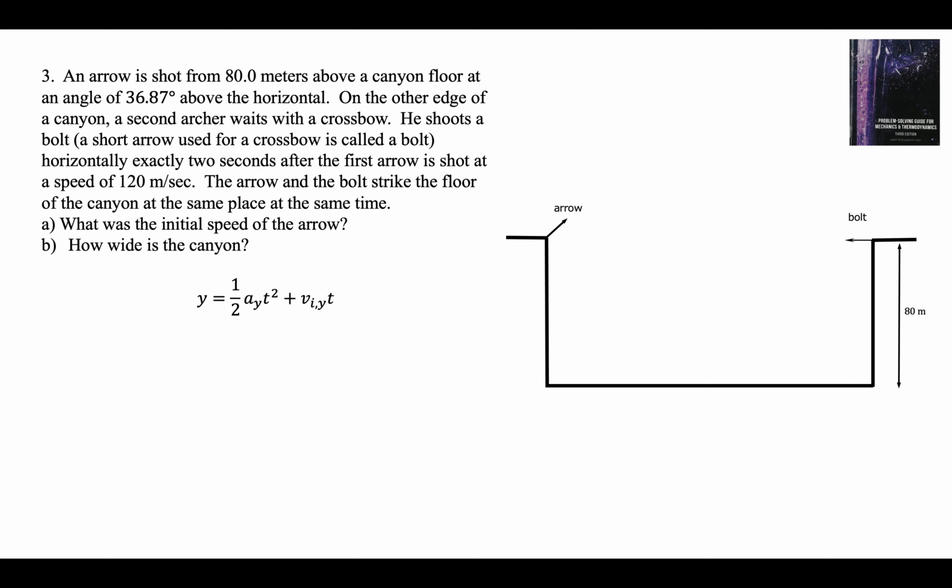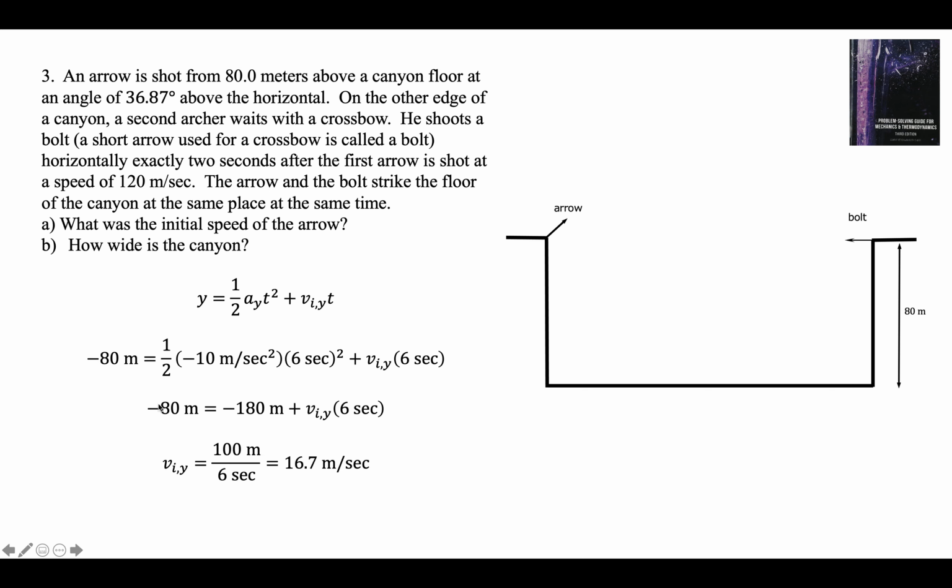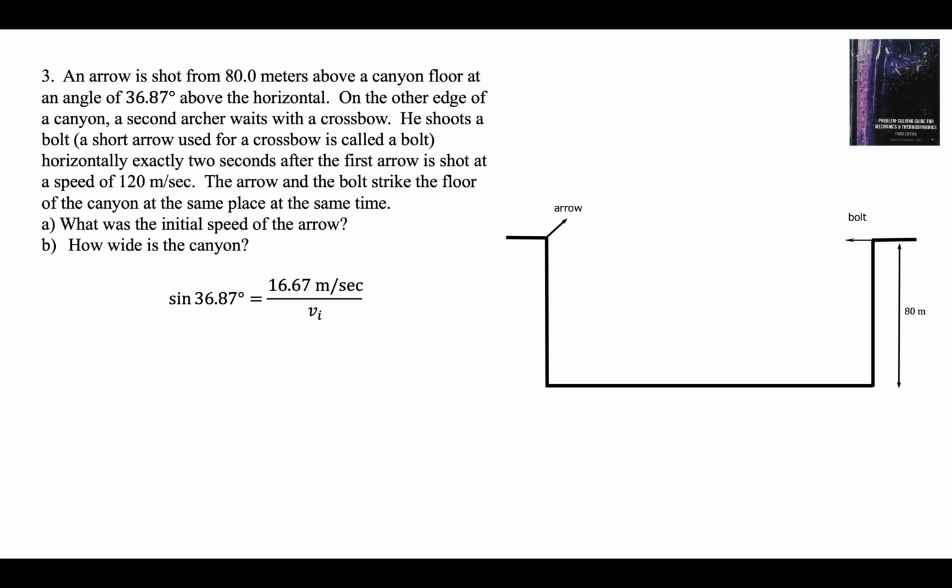This is for the arrow, y equals v initial y t plus one half a t squared, and we're going to solve for v initial y. We don't know what v initial is, but we're going to solve for v initial y. So the arrow fell 80 meters, minus 80 meters, the acceleration 10 meters per second squared down. It was in the air for 6 seconds. We have one unknown, the v initial y. Half times 6 squared, times 10, is 180. Put the 180 on the other side. We get 16.7 meters per second for the initial speed of the arrow in the y direction, and we have the angle. Now we can get its initial speed.